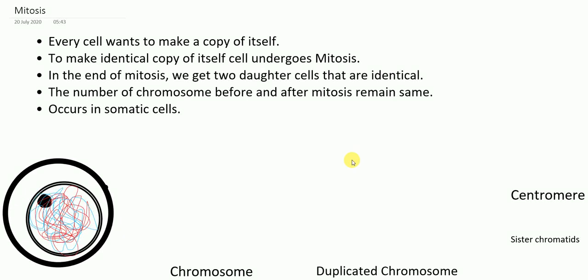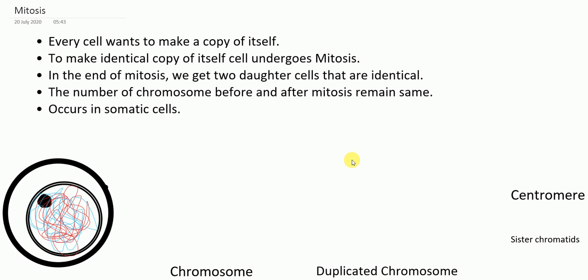Hello everyone, in today's video we'll be discussing mitosis. Mitosis is a part of the cell cycle which helps the cell to divide, and in the end of mitosis we get identical copies of the cell. Before starting, let's discuss the key points of mitosis.